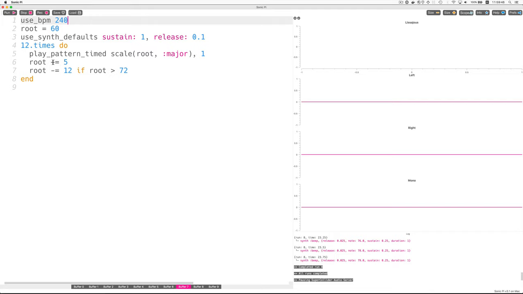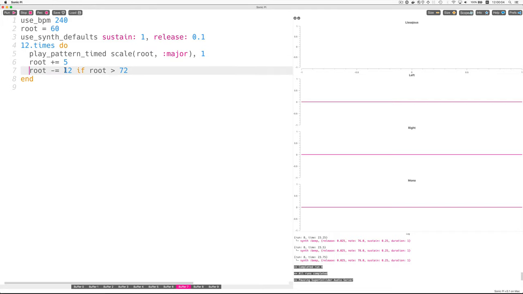So for example, if you start at C and you go to C sharp, D, D sharp, E, F, that's five steps up, that's a fourth. And then if you get higher than the C above middle C, then we go down an octave. Otherwise, we would just be going up.